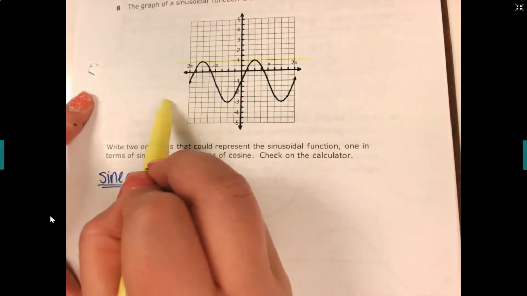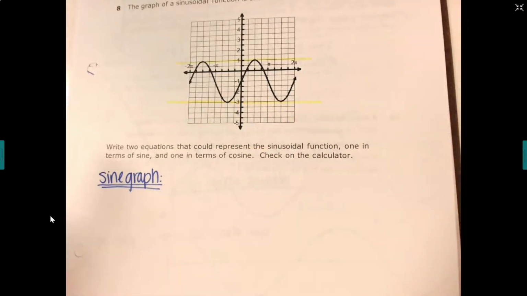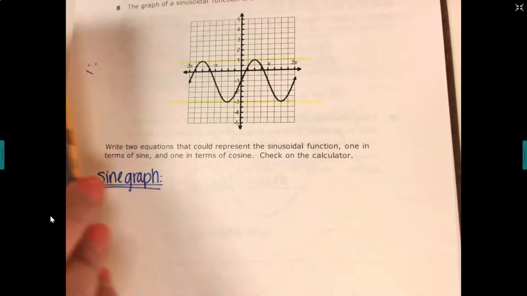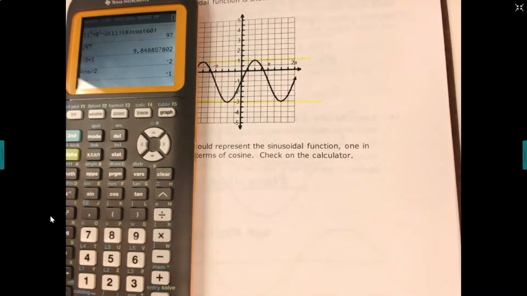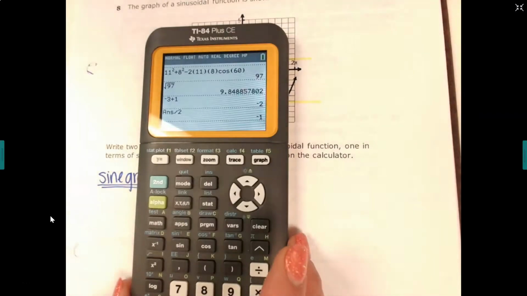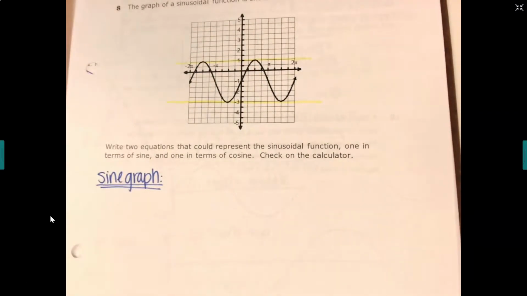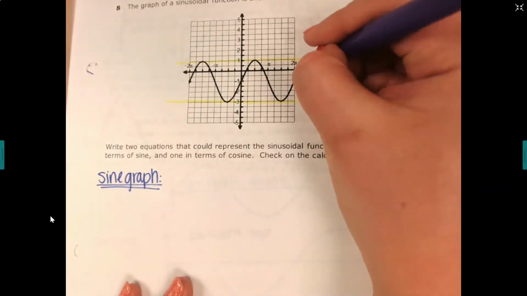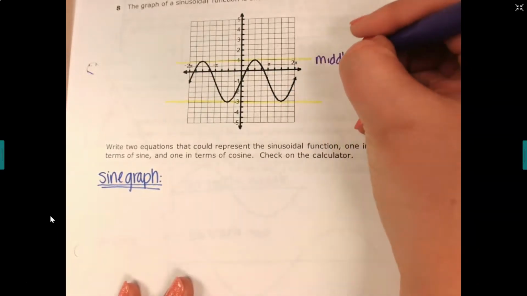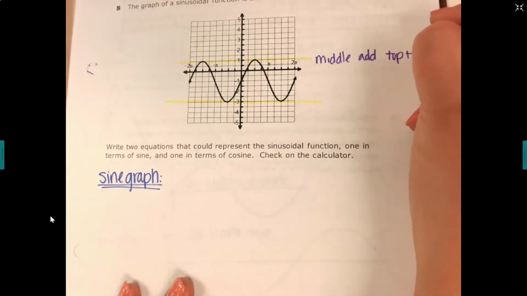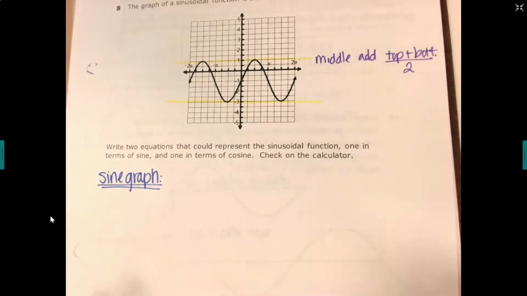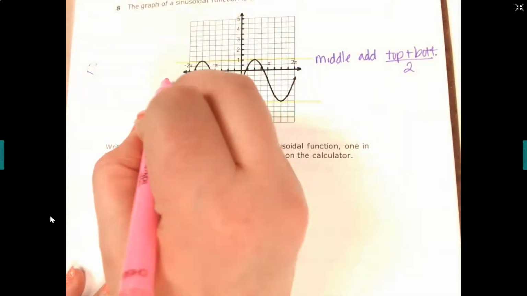What's the lowest point? Okay, so remember, if you need to find the middle, you add them up and divide by 2. So in the calculator, I'm going to do negative 3 plus 1, then divide that by 2. What's the middle? Negative 1. So if you want to write that down over here, to find the middle, you add the top and bottom, and then divide by 2. So I got that my middle number here is negative 1.